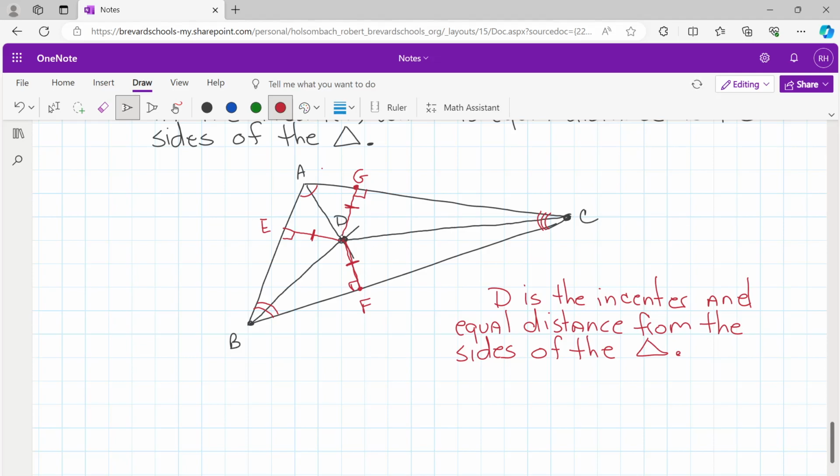Since D is the point of concurrency of the angle bisectors, it's called the incenter. The incenter is equal distance from the sides of the triangle. And when you're measuring the distance from the side of a triangle to a point, it has to be along a segment that's perpendicular to the side of the triangle.